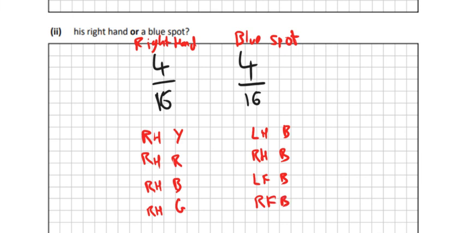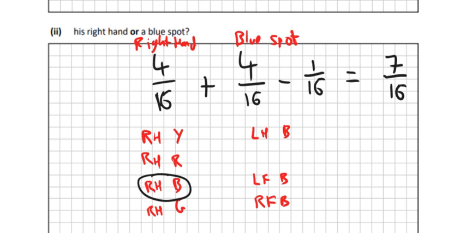So there are 8 outcomes there altogether, but one of them is repeated: right hand and blue. It's when they both come up at the same time, so right hand blue appears in both lists. So that's only one outcome altogether, so you can get rid of the repeat. So there are only 7 left. There are 7 outcomes which use his right hand or a blue spot. So it's 4/16 plus 4/16 minus that 1/16 because there's 1 repeated. So the final answer is 7/16. That's the answer to the last part.